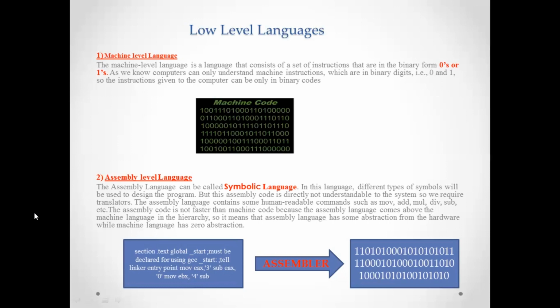If I compare assembly level language to machine level language, machine level language is faster than assembly level language, because there is zero abstraction from the hardware. But in the case of assembly level language, there is abstraction from the hardware.